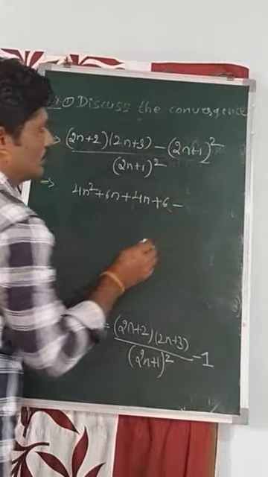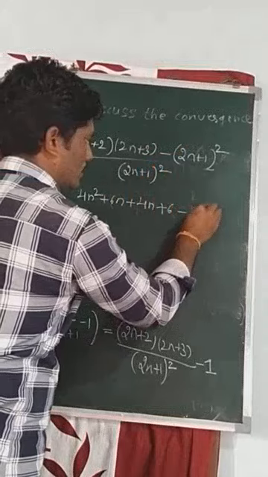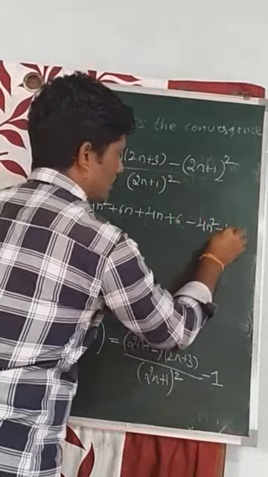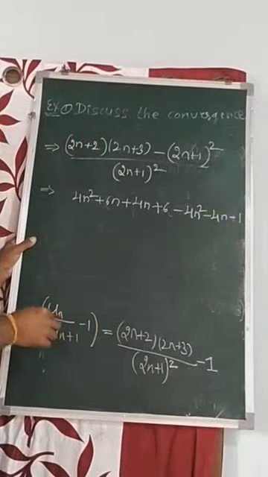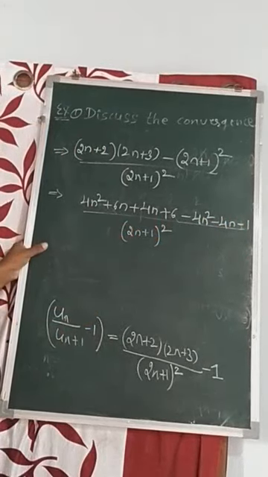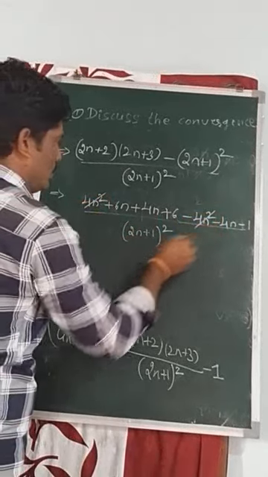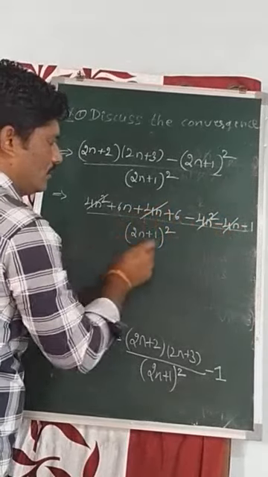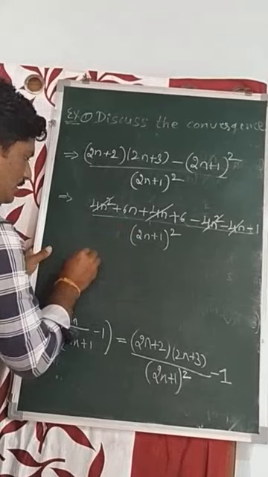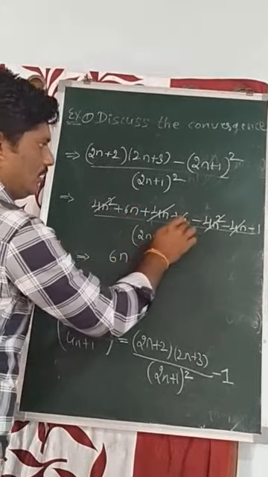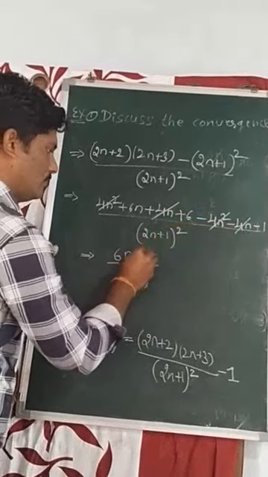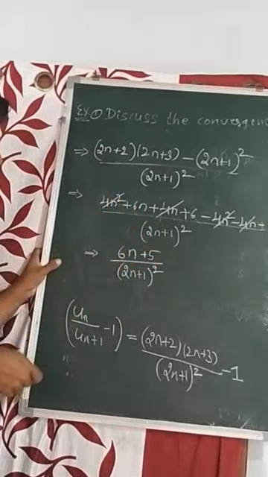minus of this term, a plus b bracket square. A square means 4n square, minus sign 2ab, 2 into 2, 4n, minus 1. This square is minus 1, whole divided by 2n plus 1 bracket square. Here 4n square term, 4n square cancels, 6n, 6 plus minus 1. This is equal to the remaining term 6n. Here 6 minus 1 is 5, divided by 2n plus 1 bracket square. Okay.